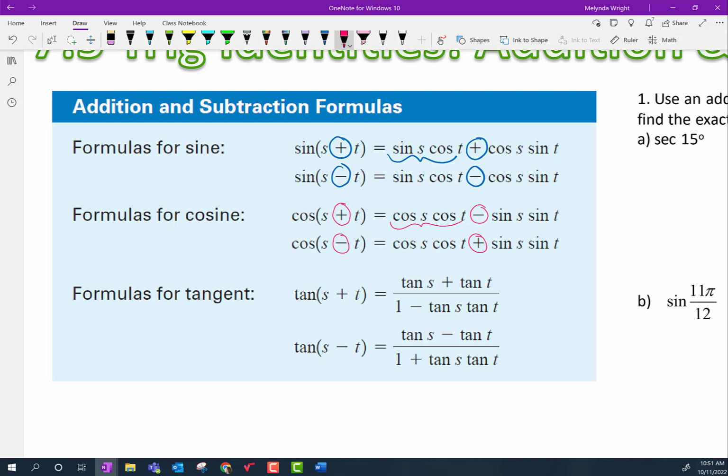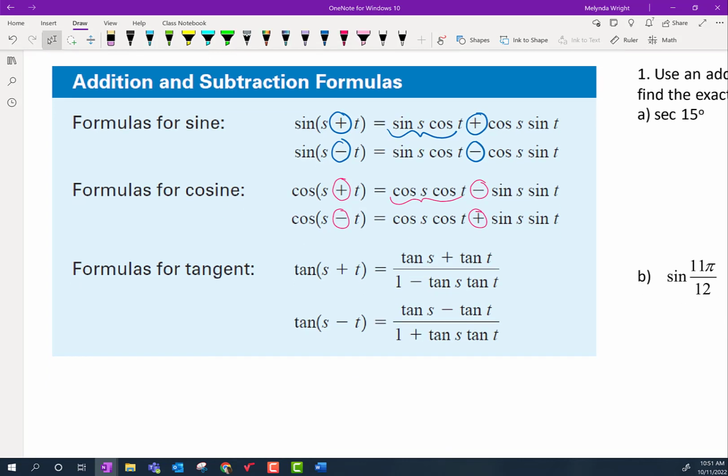So those personalities actually strangely carry over to other kinds of formulas that we'll be looking at later. But if you can just kind of remember, sine is the really nice trig function and cosine is the not so nice trig function. I don't really have a personality for tangent. Tangent's addition and subtraction formulas just have tangent in them.